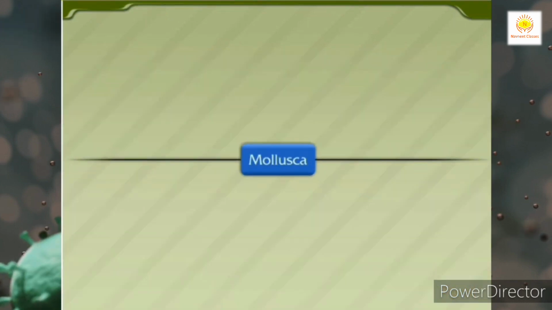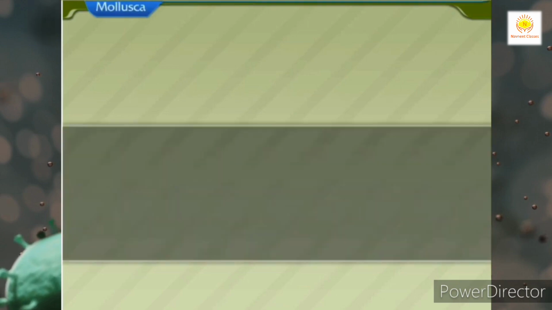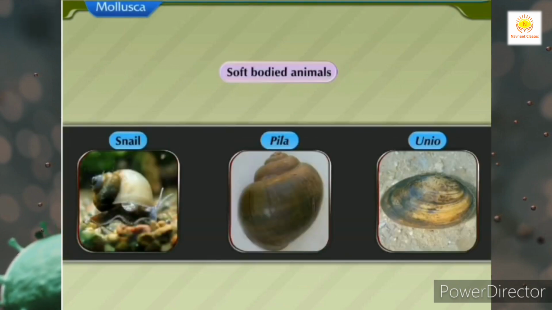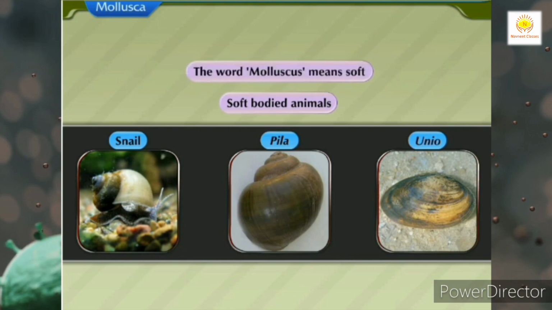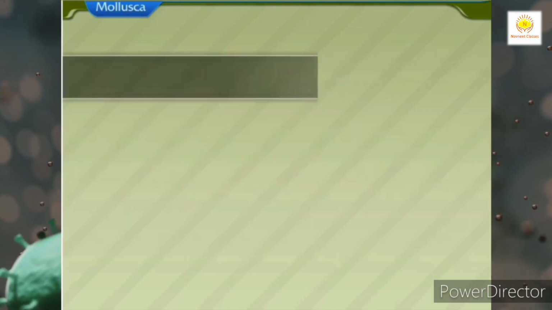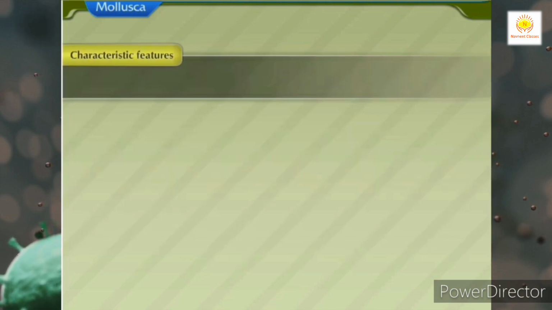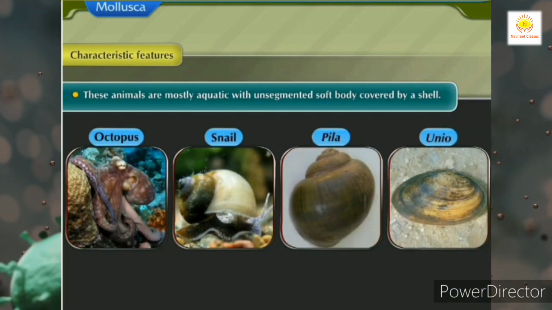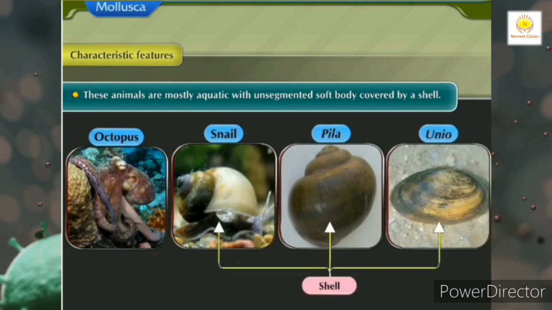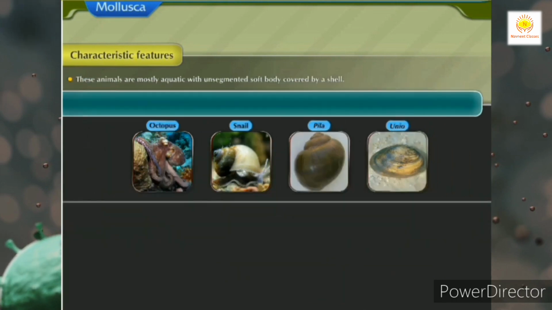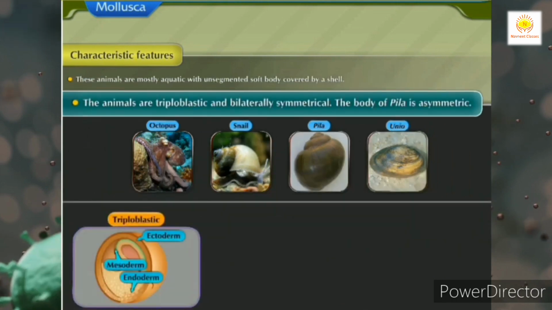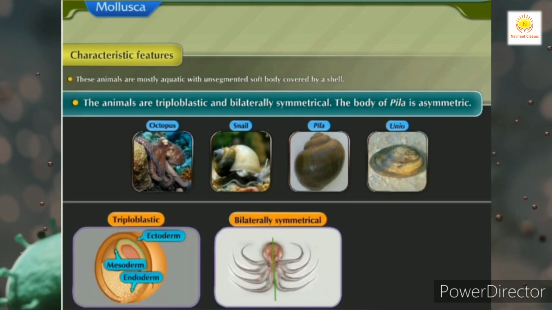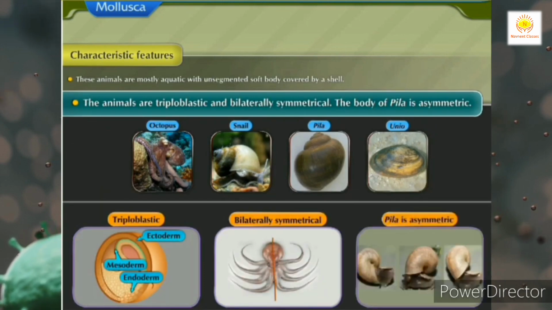Mollusca. These are soft-bodied animals. The word molluscus means soft. The characteristic features of phylum Mollusca are: these animals are mostly aquatic with unsegmented soft body covered by a shell. The animals are triploblastic and bilaterally symmetrical. The body of some is asymmetric.